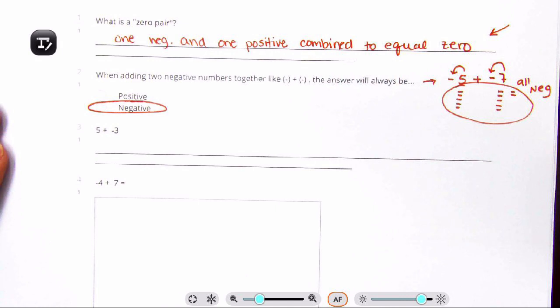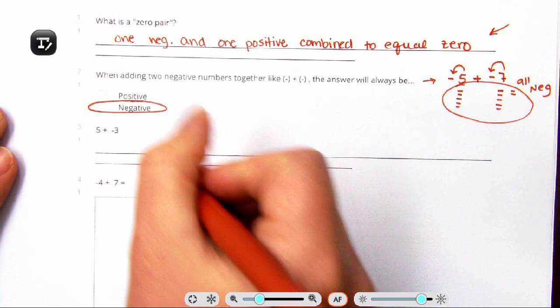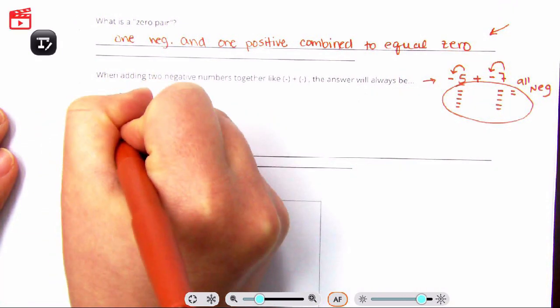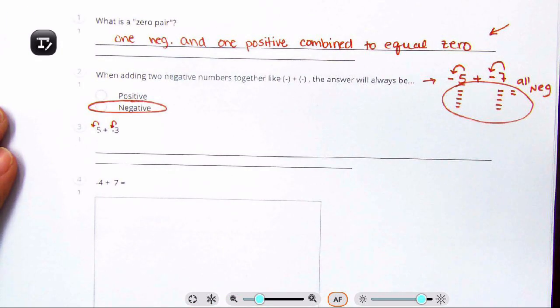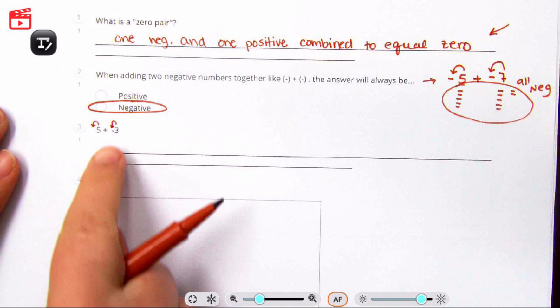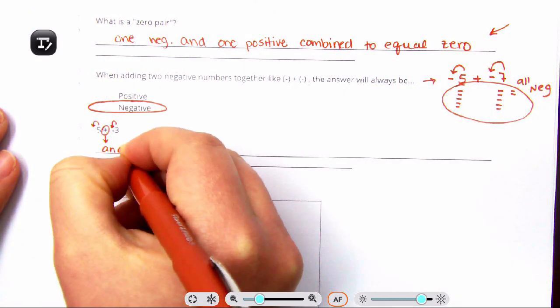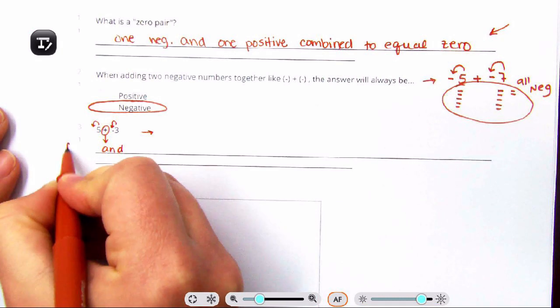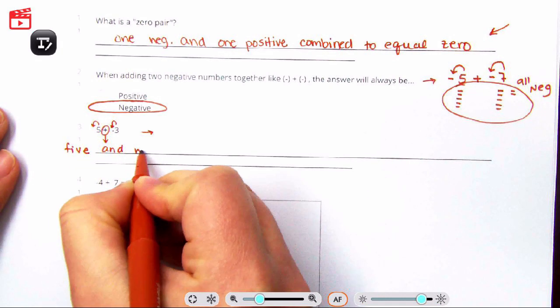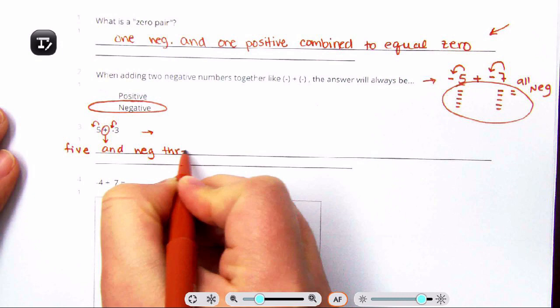Question number 3 is asking you to solve. So I have 5 pluses and I have 3 minuses. Always take the number next to the symbol to the left of it. So don't worry that this is a plus. This plus just means and. So I have 5 and negative 3. So how would we do this?